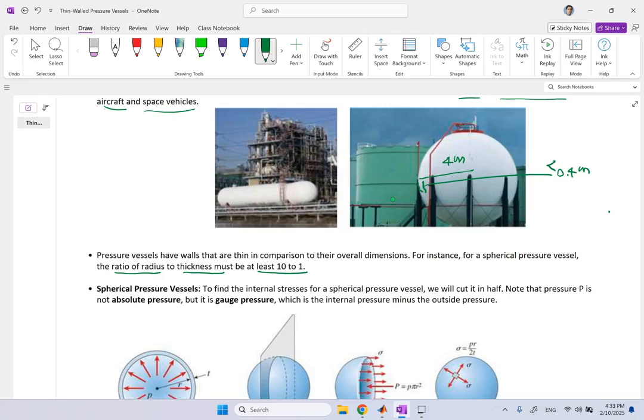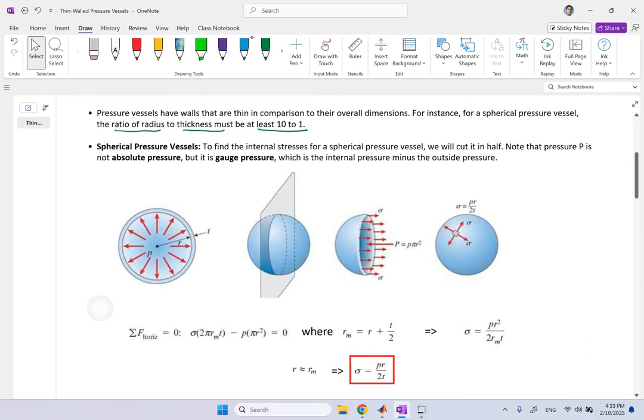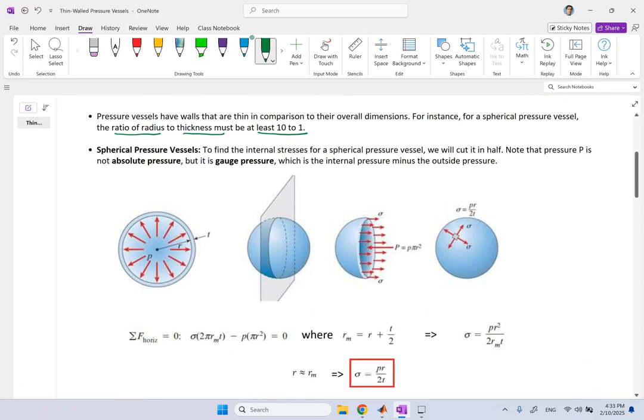Okay, so that is a ratio of radius to thickness of 10 to 1 or more. So this is a thin-walled pressure vessel. Now, we're going to look at first spherical ones, and then we are going to look at cylindrical ones. So a spherical one, like this one, if you want to find the stress in it, here we assume that internally there is pressure P in it, and the radius is R, and the thickness is T. So these are the important parameters. And as I said, R over T should be bigger than or equal to 10.